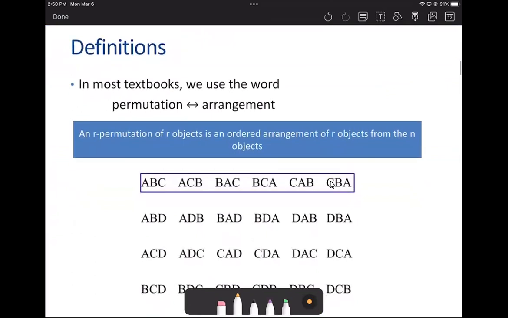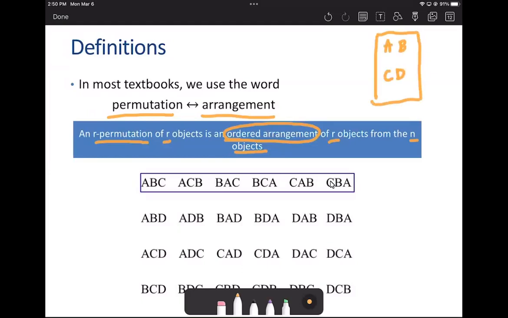And next, what about the permutation? In most textbooks, we use the word permutation interchangeably with arrangement. An r-permutation of n objects is an ordered arrangement of r objects from the n objects. So now we care about the order. Again, if we have a set containing A, B, C, and D, having n equals 4 elements, and we are concerned about selecting 3 and with some order.